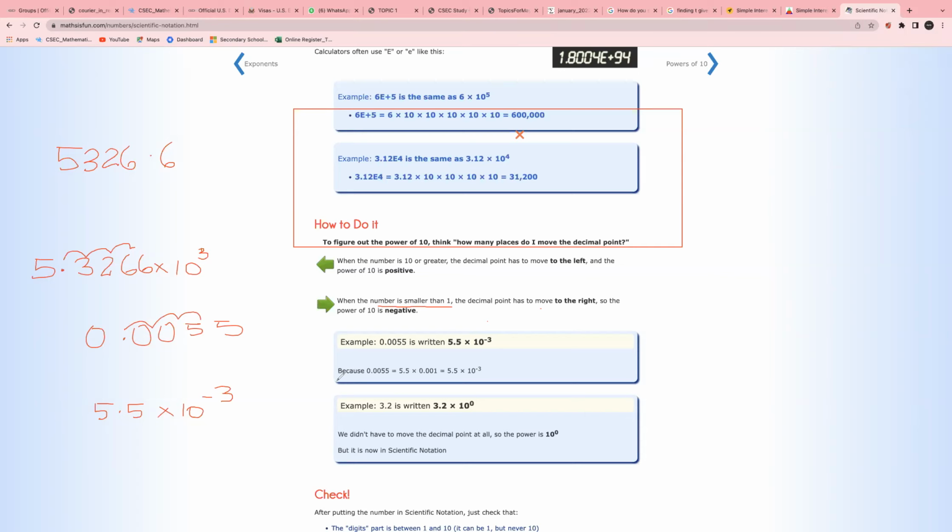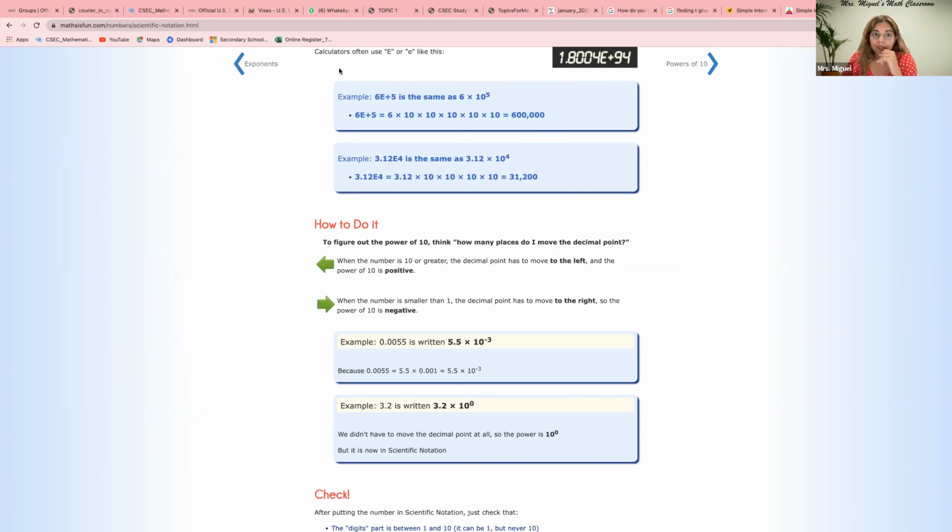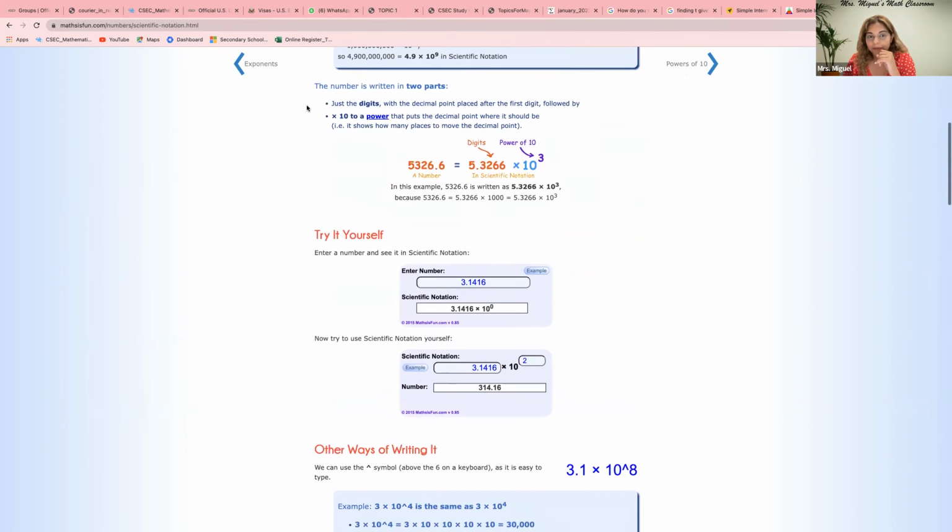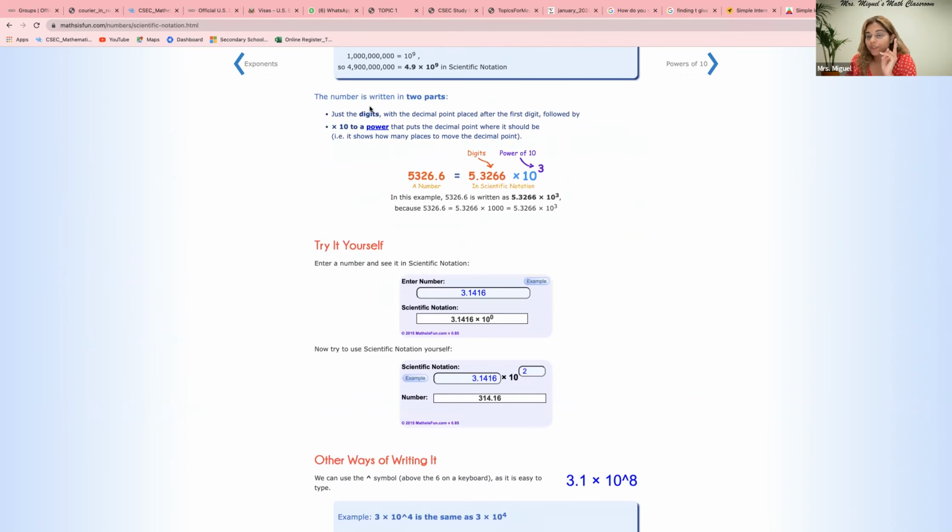Yeah, miss. Now, standard form, for large numbers greater than 1, the power is positive. For small numbers less than 1, the power is negative. So let us recap what we looked at today. Standard form has two parts. You place the decimal point after the first digit, followed by 10 to some power. The power tells us how many spaces you move back to get the original.